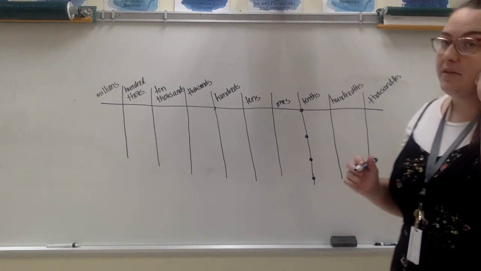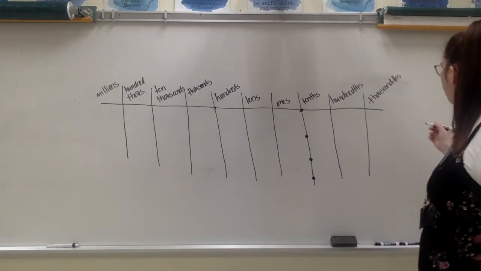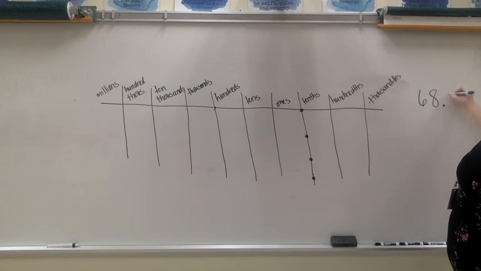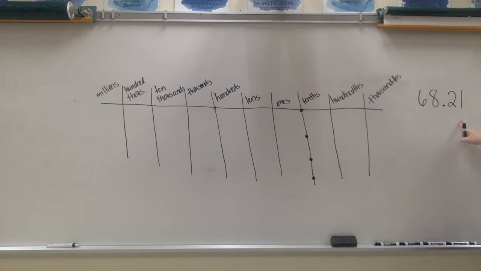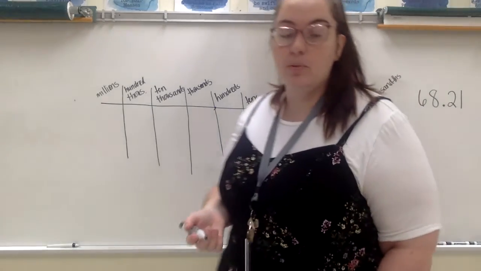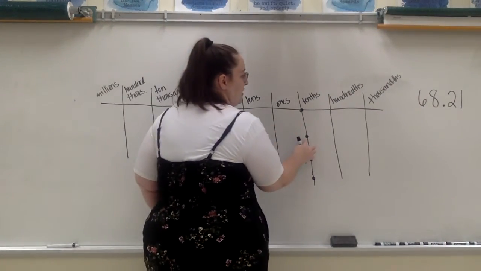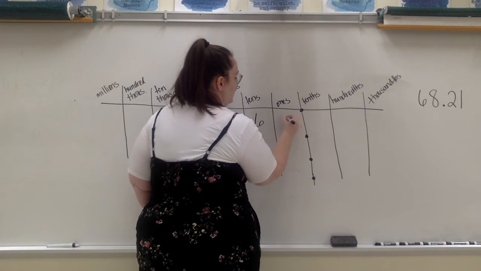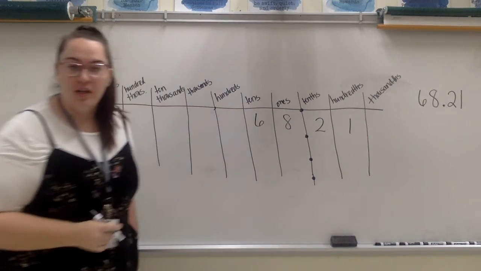Okay, we also need to make sure we know how to read decimals. So let's talk about reading decimals very quickly. So if I have a number like 68.21, well, to read it, it might help me to put it on my place value chart. So I'm going to make sure I know where my decimal is, and then I'm going to input the number. So I have 68, and then a 2, 1 after the decimal.